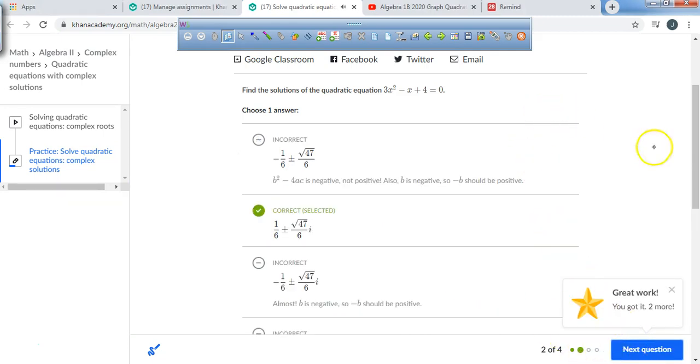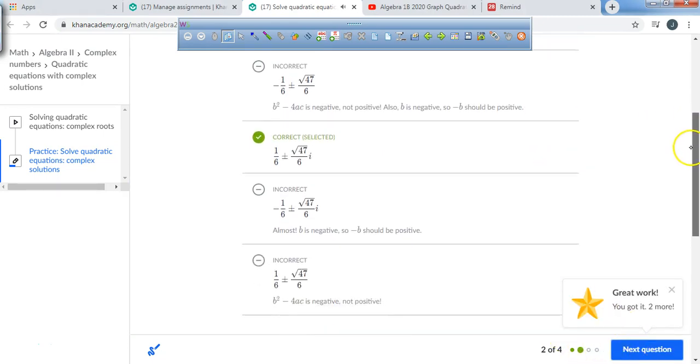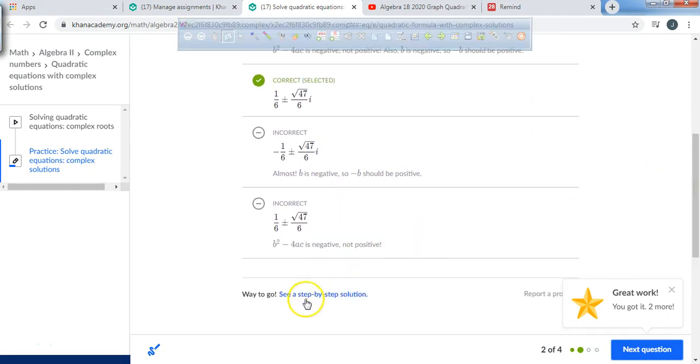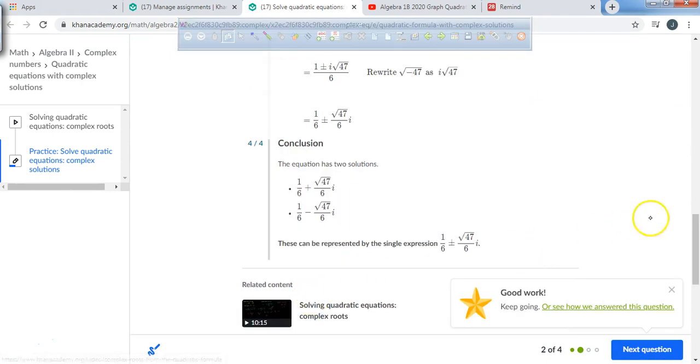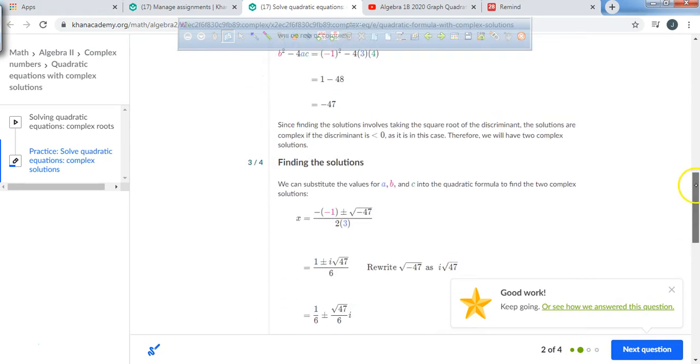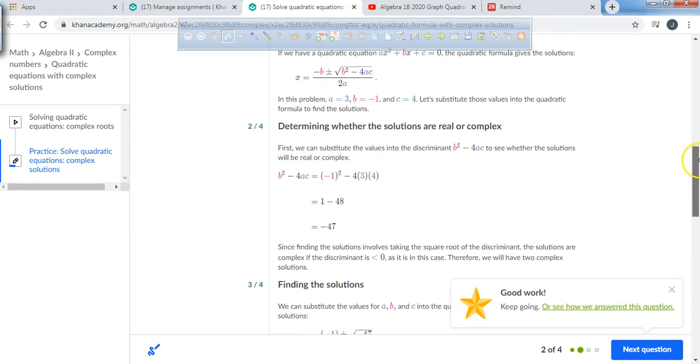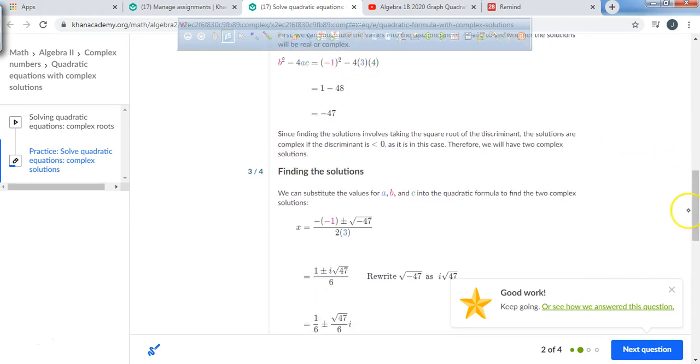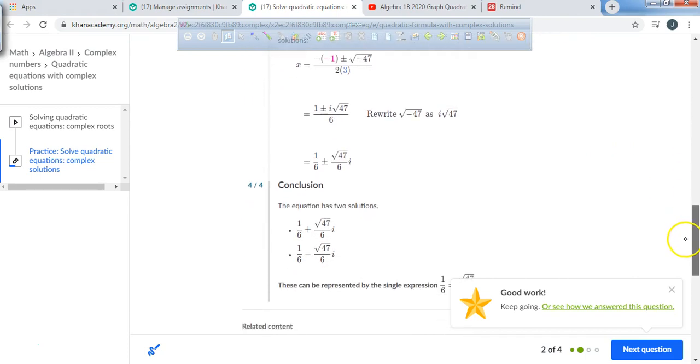And there you go. Alright, if you happen to miss one of these, my suggestion is, see where it says see step-by-step solution, you can go over there. Alright, and you can see how they work through it. Looks like they start with the discriminant first as well. Alright, there's the quadratic formula, and it kind of shows you how you plug it in, or you can rewatch the video and see if it helps.